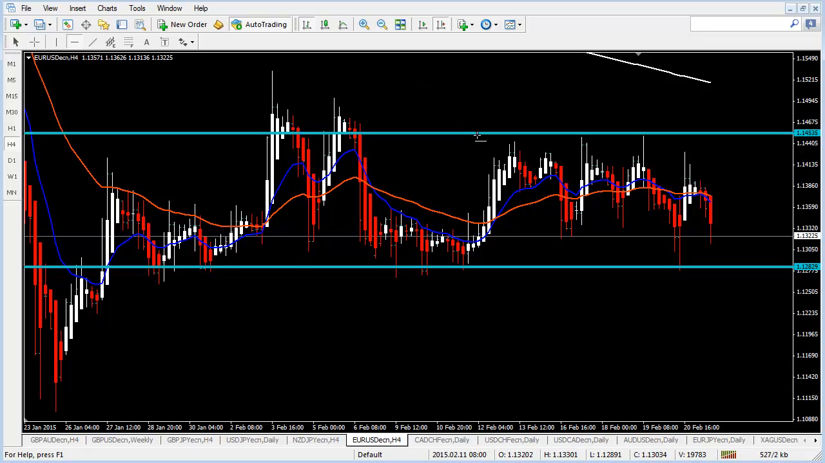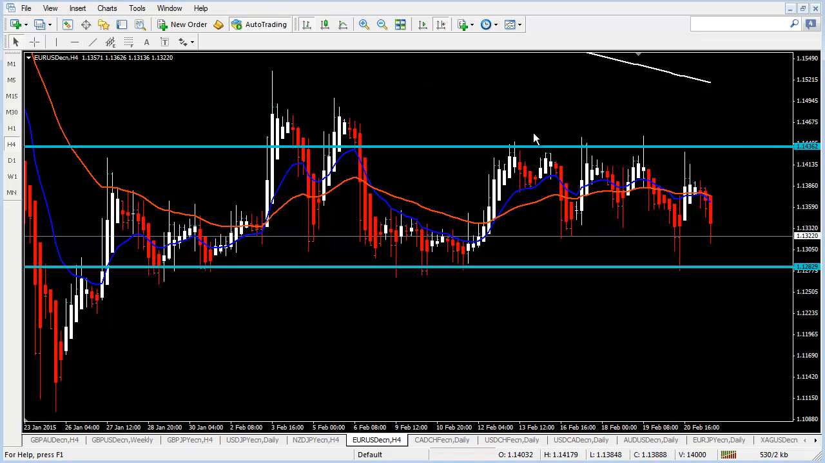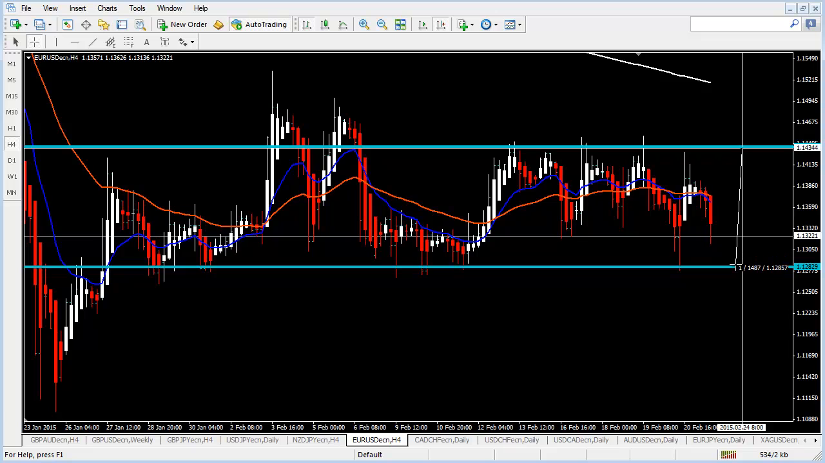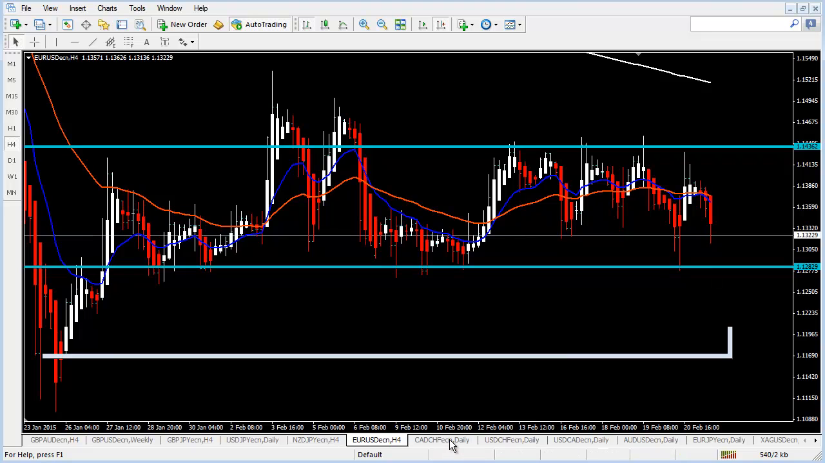Here's your range. Nothing except bounce and range trading between the lows and the highs. You have a range of about 150 points here, so we're waiting for clean direction.